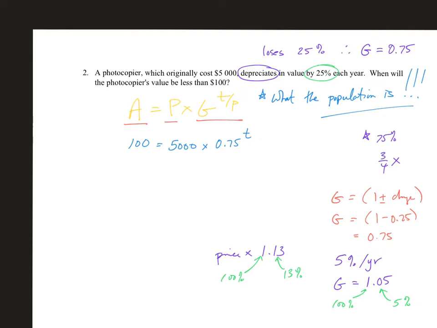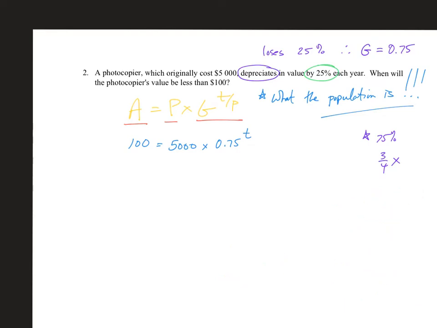We should be good. I'm going to get rid of all of that stuff, and we can go through and we can solve this problem. So there's your setup. The rest is simply solving. We notice where our variable is. It's up in the exponent. We got to get it out, so let's divide out that 5,000. If we divide out our 100, then we're going to get 1/50th is equal to 0.75^t.